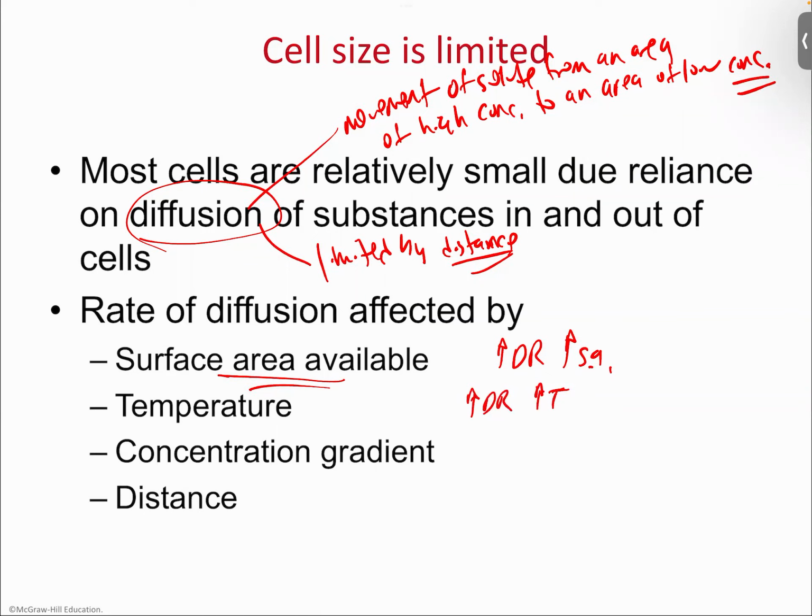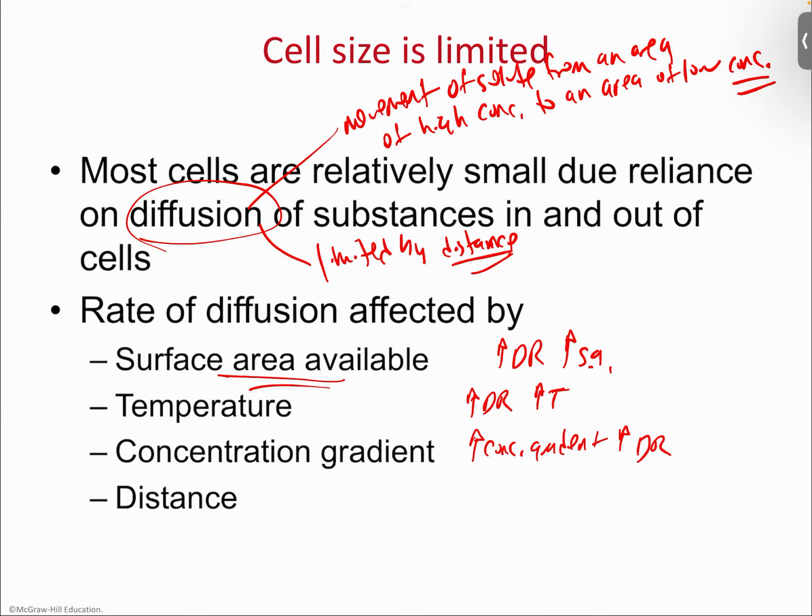Concentration gradient is a big one, not just concentration itself, but the gradient itself. So the greater your concentration gradient, the higher your diffusion rate. It makes a lot of sense, right? Because remember, you're always flowing from a high to a low, which means there's not equality there. There's a gradient. So the question is, how high is the high and how low is the low?